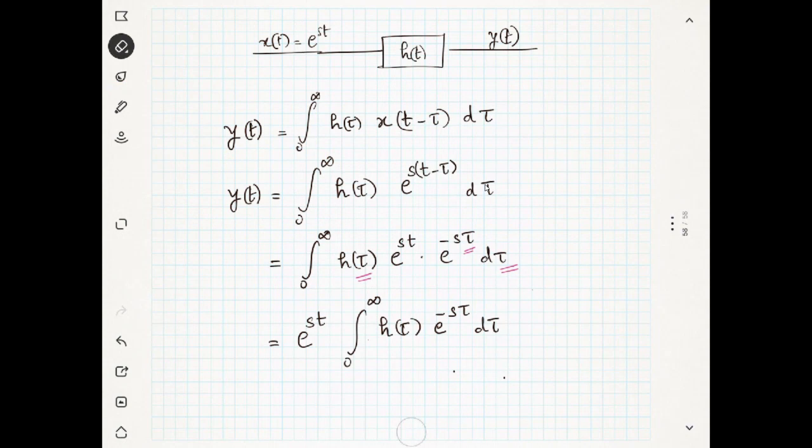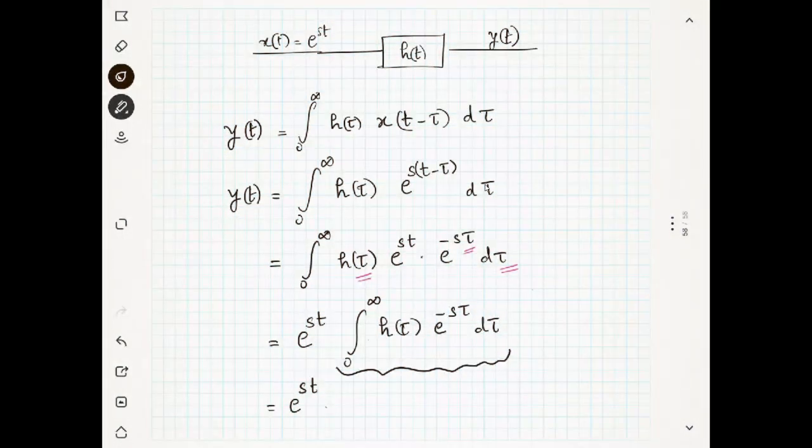Do you agree with me? Is it okay what I have written? So this is nothing but e power st. And what is this part I told you about yesterday? It is the Laplace transform of h of tau, or h of t. Only the variable is different, tau, but after integration you will get the variable in s. So it is nothing but H of s. Do you agree with me?